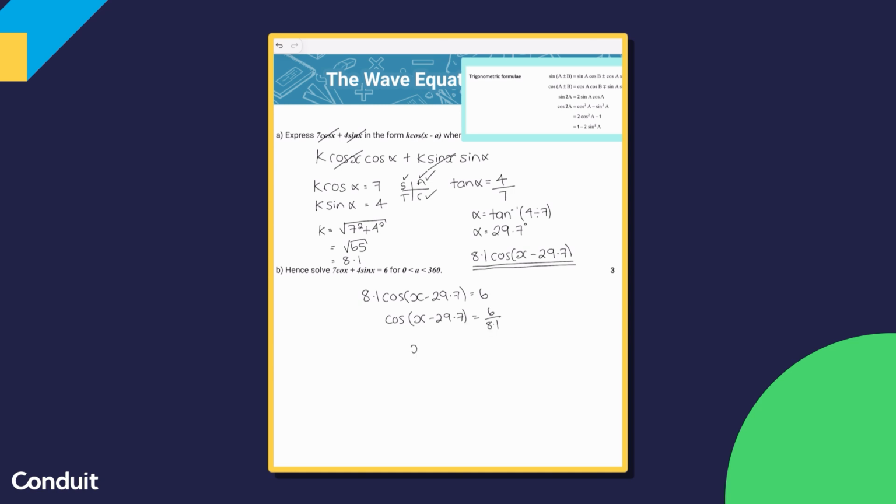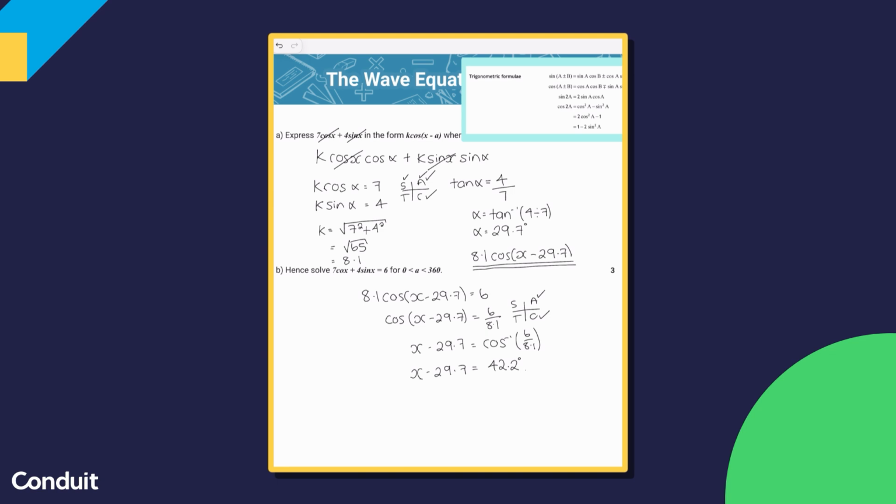and then I'm going to do cos inverse of that 6 over 8.1. That gets me 42.2 degrees. Again, that's rounding to 1 decimal point. If I go back up to where I had cos on its own, cos was a positive value, so it's positive where they're all positive and where cos is positive.